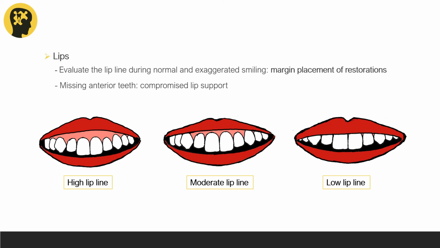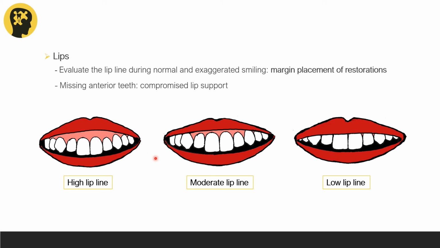Now, that aside, when we take a look at the patient's lips, during normal and exaggerated smiling, we look for something called the lip line. So, a patient with a high lip line will show a lot of gingiva, and a patient with a low lip line will hardly show any gingiva. So, a patient such as this will be a high aesthetic risk patient, and we really need to plan our treatment properly and execute it to perfection because any kind of restoration will be easily visible if not done correctly, or any kind of gingival recession from restorations that are improperly placed will be easily visible. So, that has to be kept in mind.